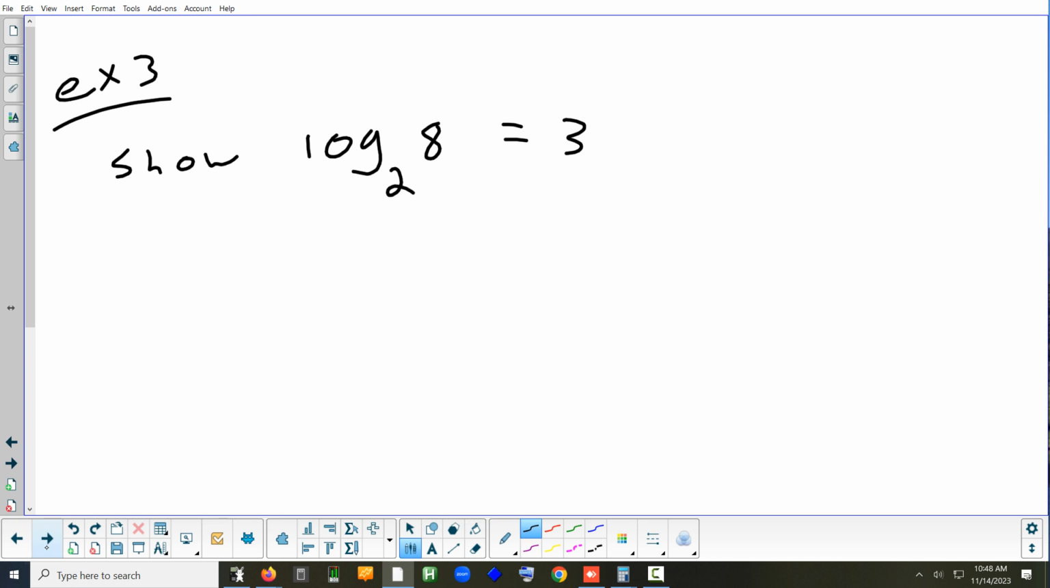Let's try this one. It says to show that log base 2 of 8 equals 3.